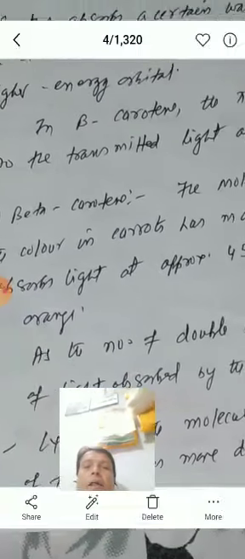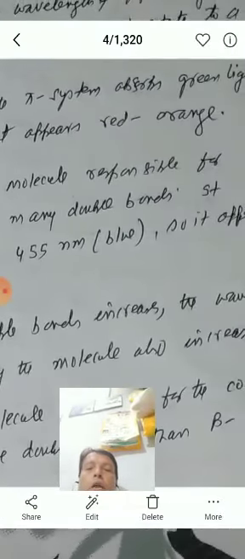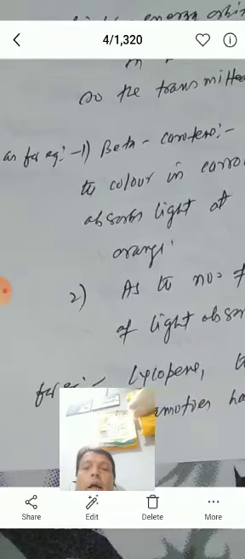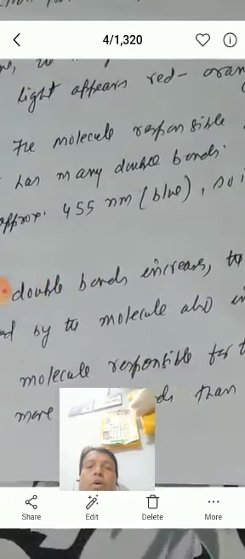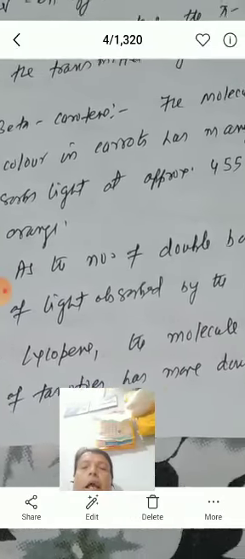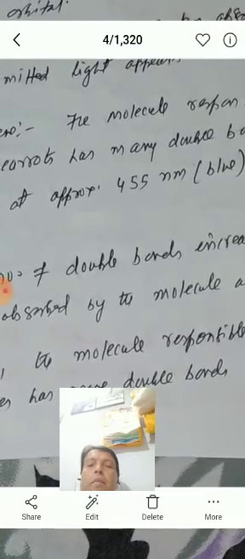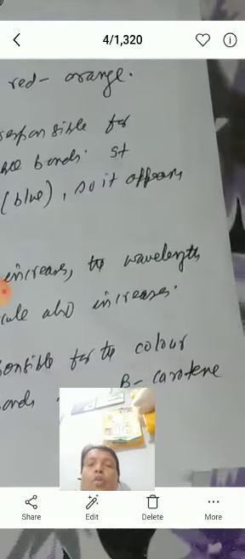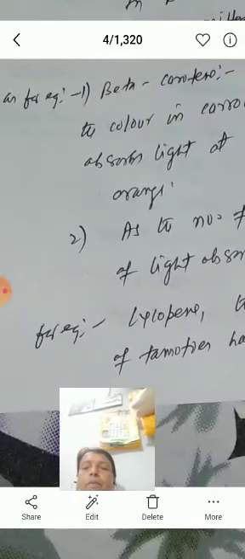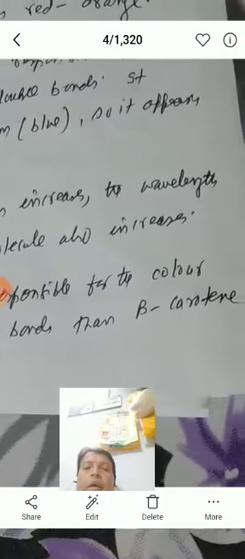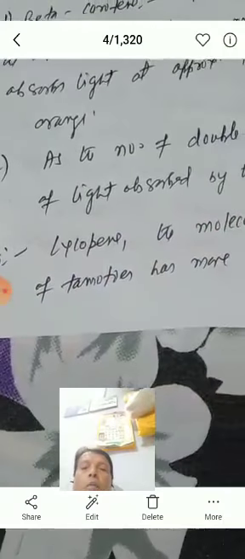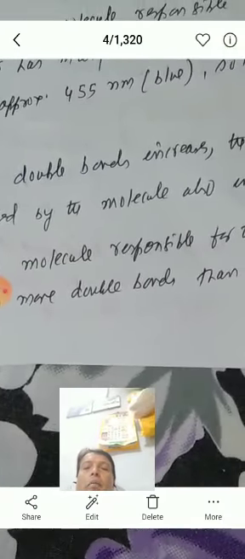Beta carotene, the molecule responsible for the color in carrots, has many double bonds. It absorbs light at approximately 455 nanometers, that is blue, so it appears orange. As the number of double bonds increases, the wavelength of light absorbed by the molecule also increases. This is a characteristic.